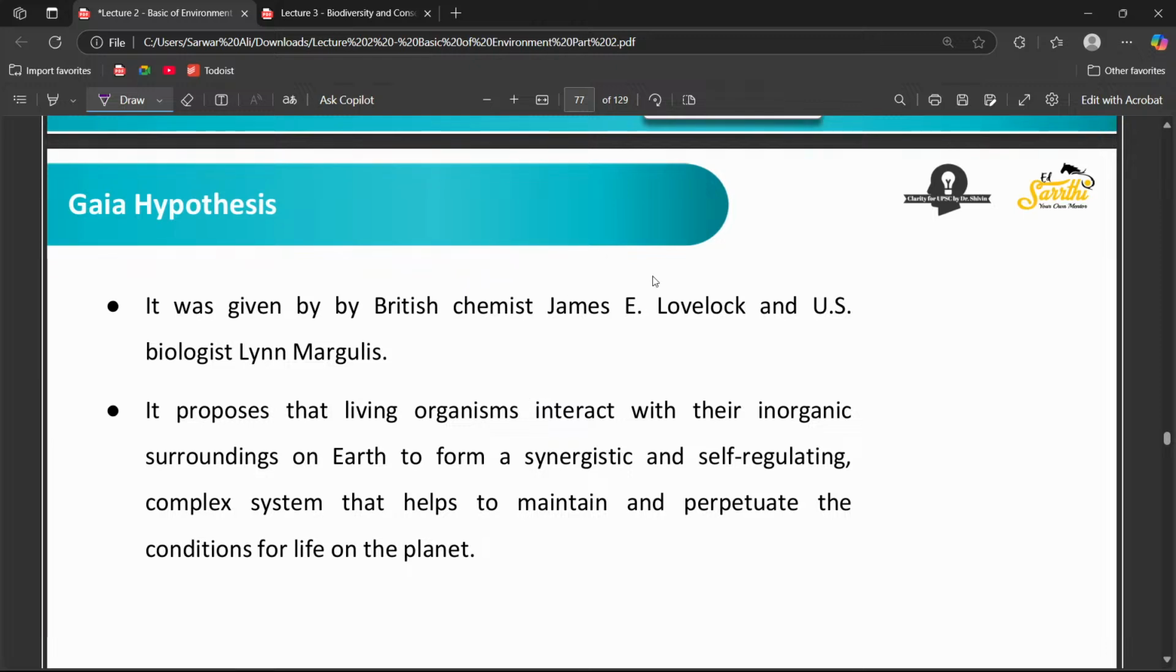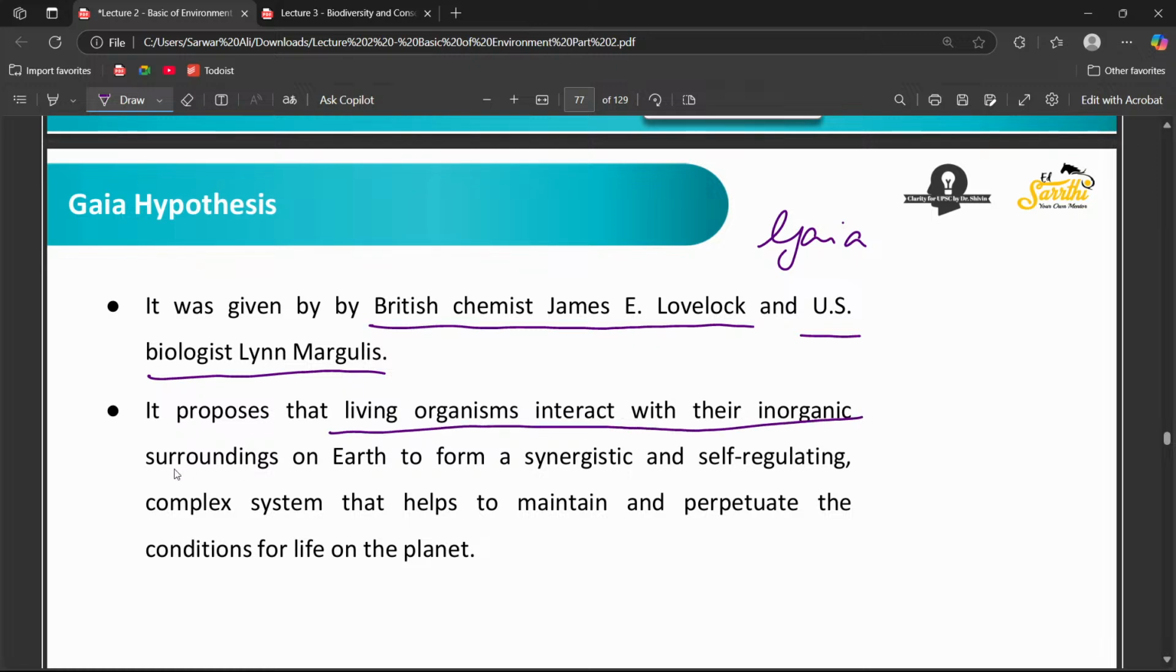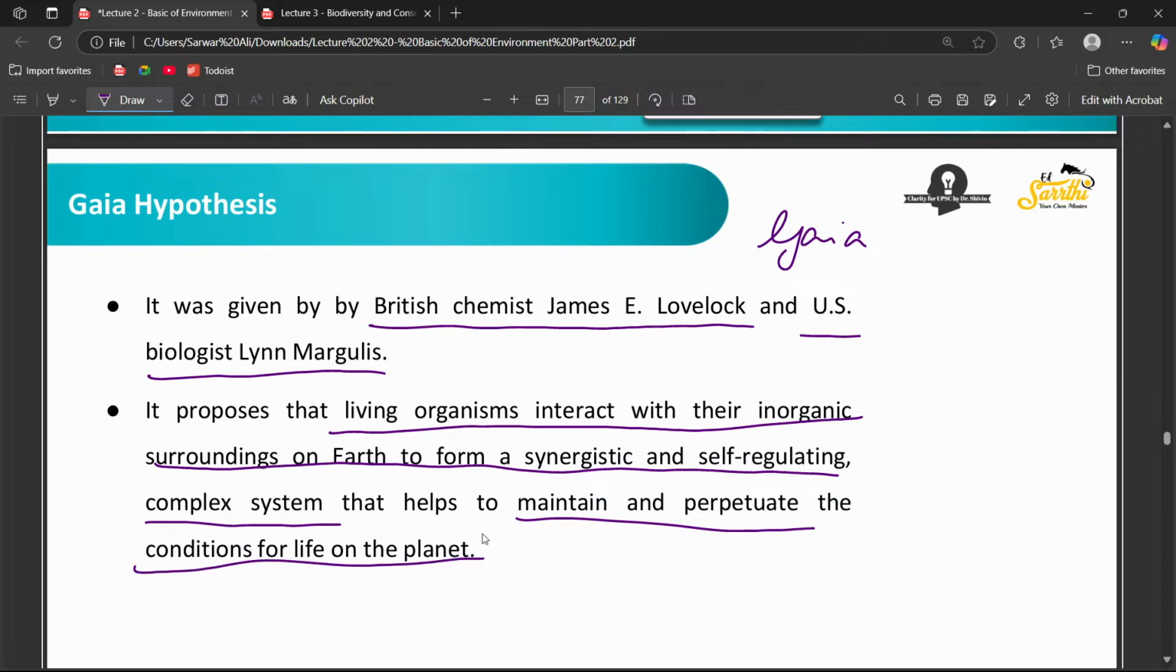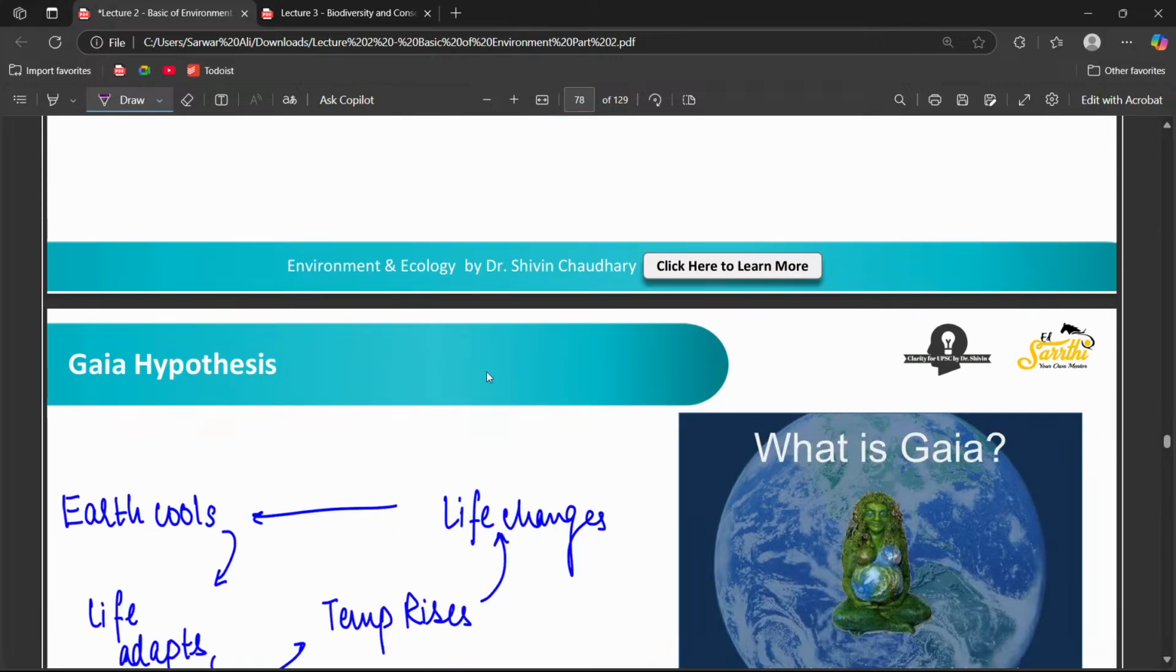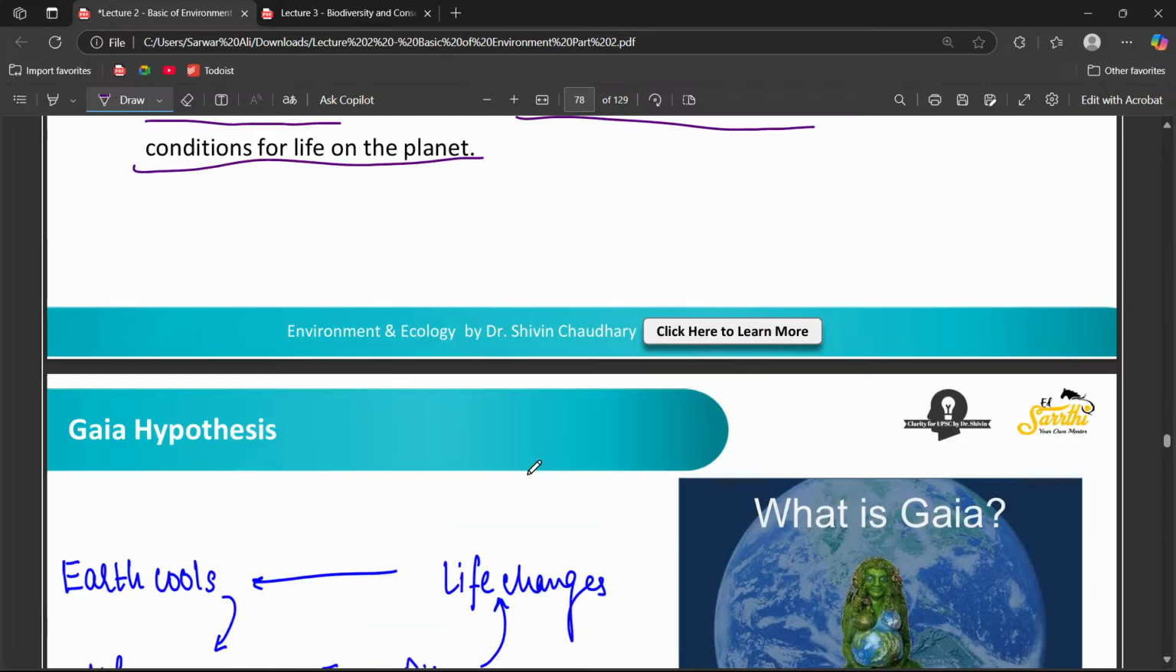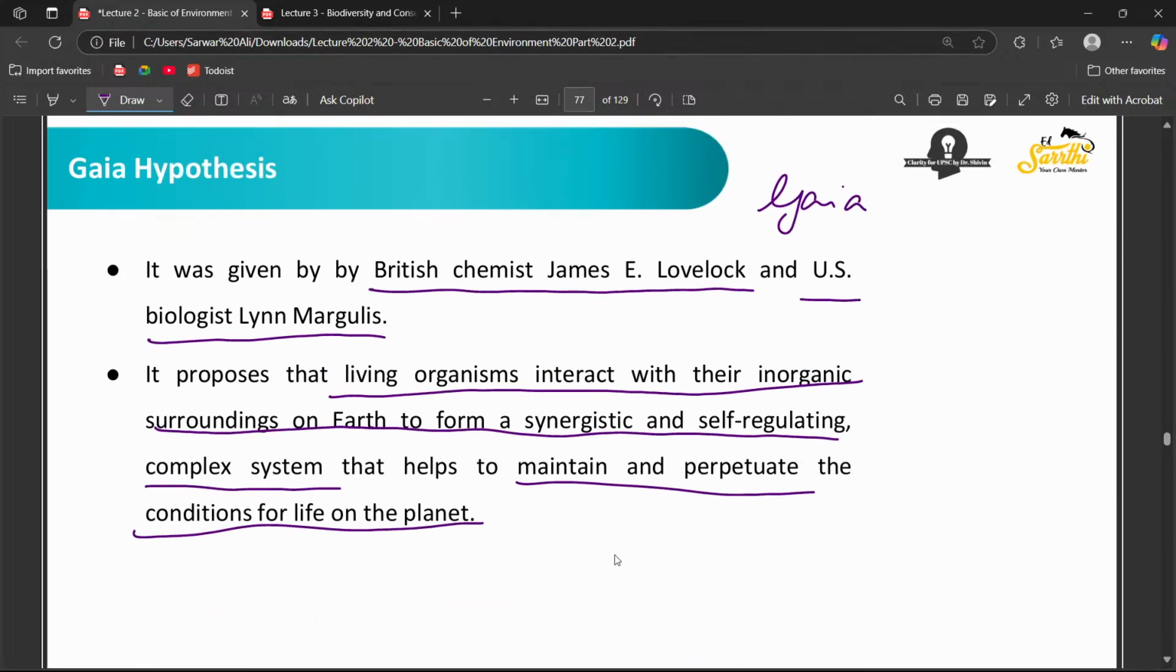The Gaia hypothesis was given by British chemist James E. Lovelock and US biologist Lynn Margulis. It proposes that living organisms interact with their inorganic surroundings to form a synergistic and self-regulating complex system that helps maintain and perpetuate the conditions for life on the planet. So what is it saying? It is saying that while living organisms might have a self-regulating impact with other living organisms in the ecosystem, they also have a self-regulating relation with non-living things in the environment.